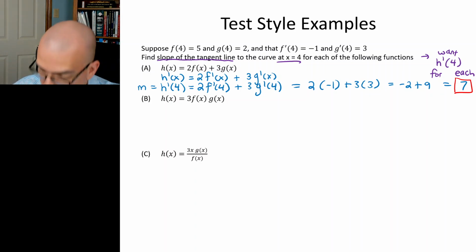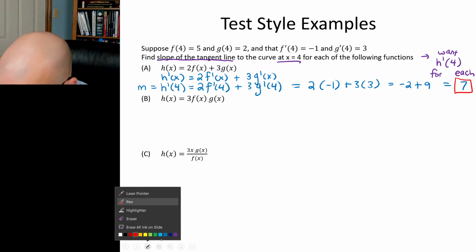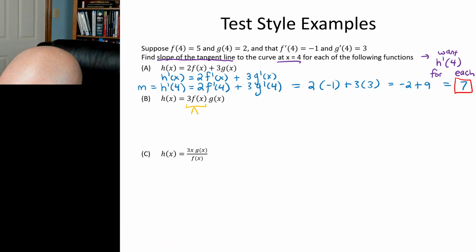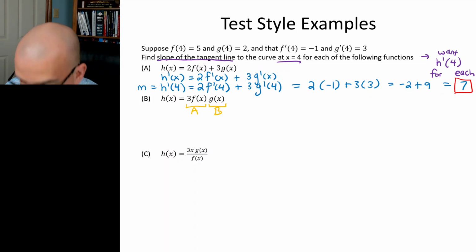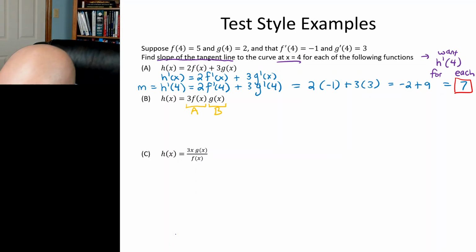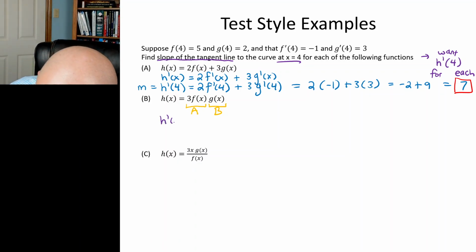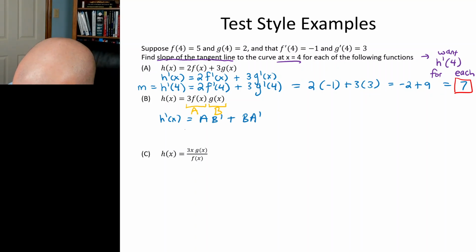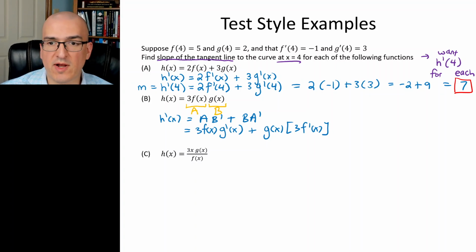Part B, now it's a different function. We were asked for the derivative of 3f of x times g of x. I'm going to call 3f of x, I'll call that a. I'll call g of x b. And then when we take the derivative, we have a times b prime plus b times a prime. So that will be 3 times f of x times g prime of x for b prime plus b, which is g of x, times 3f prime of x, taking the derivative of 3 times f. It's 3 times f prime.